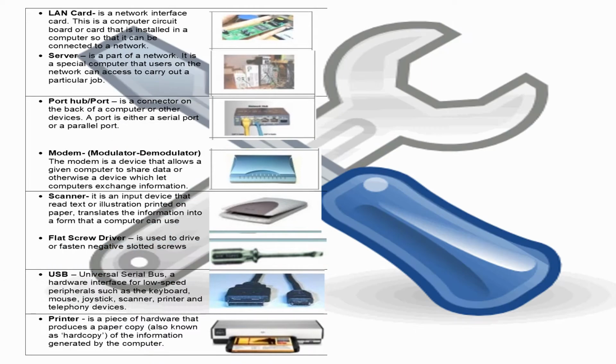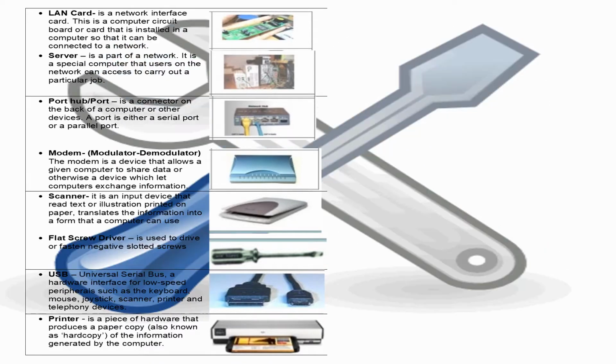Next, we have port or hub. A port is a connection on the back of a computer or other devices. A port is either a serial port or a parallel port. Modem, modulator, demodulator. The modem is a device that allows a given computer to share data, or otherwise a device which lets computers exchange information.